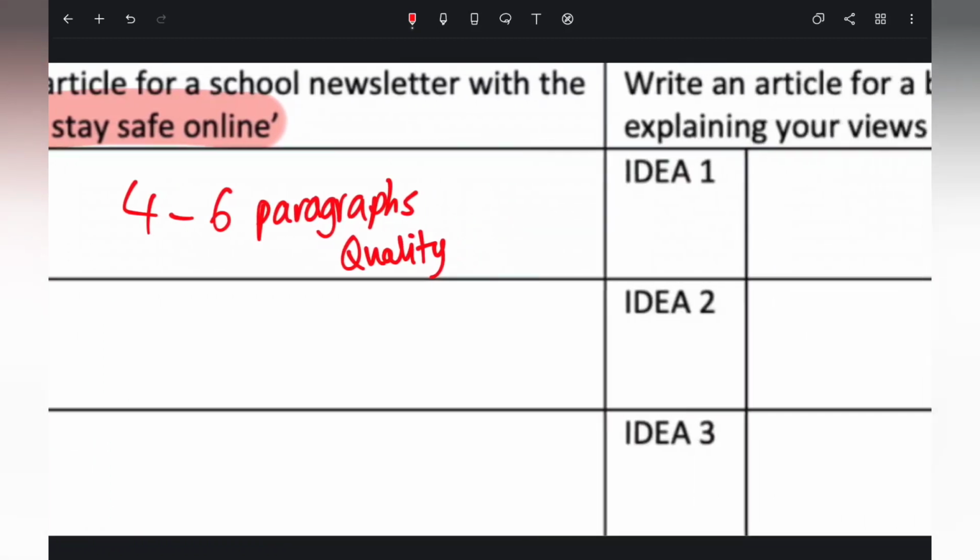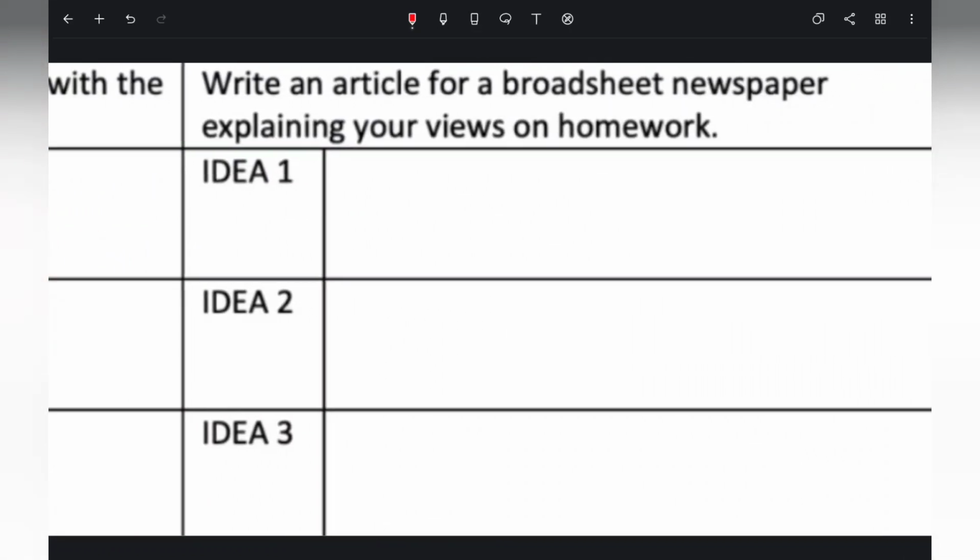And the final article question we have is: write an article for a broadsheet newspaper explaining your views on homework. Okay, look at that question. How easy can that be? Okay, this question is extremely easy. I can get my year 7s to answer this with ease. So if you get this in your exam, you all should be celebrating.